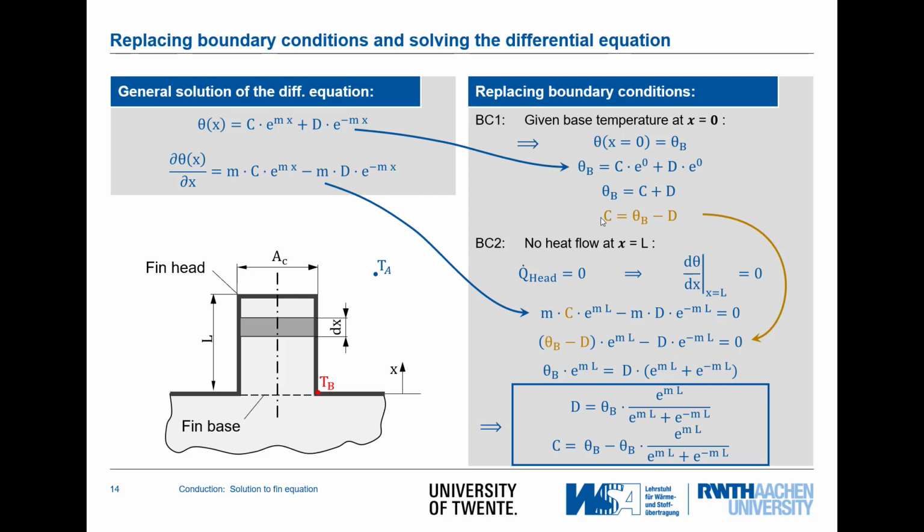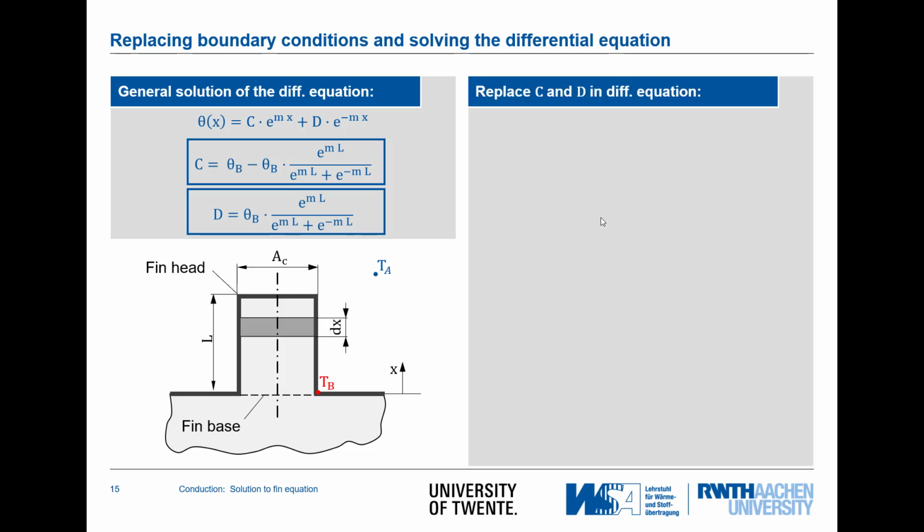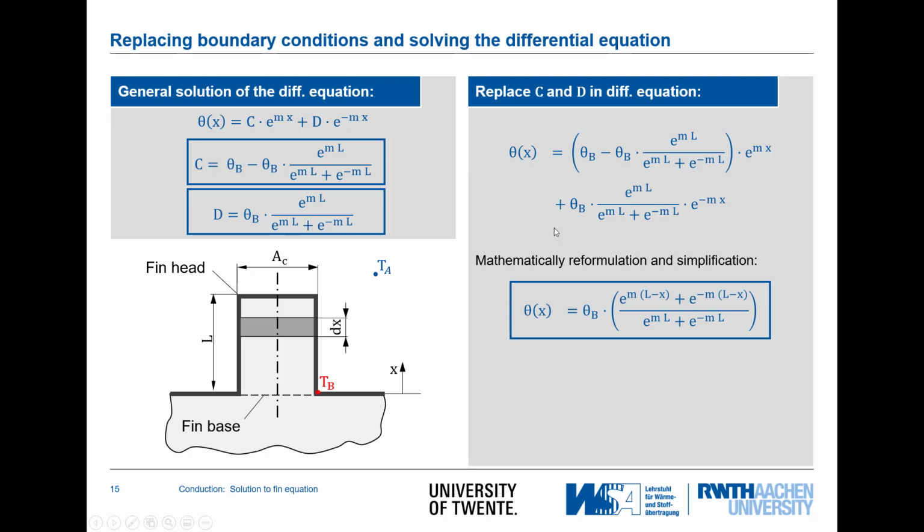We plugged in the boundary conditions to solve for the two unknown constants. On that side, we are nearly finished in solving our problem, because now we have to include our definitions of c and d in the differential equation. This is now a little bit of math, so just plug it in in a simple way, and then reformulate and do some simplifications.